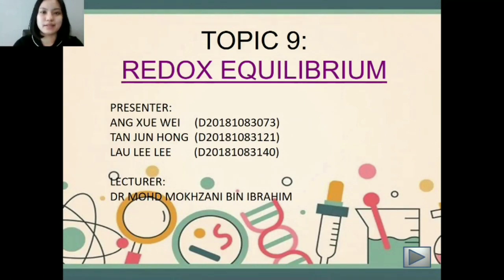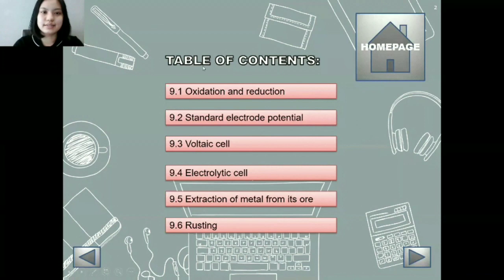Today our presentation for assignment 3 is about topic 9, redox equilibriums. These are our group members: Tan Jun Hong and Lali Li. This is the table of contents. It includes 9.1 until 9.6.